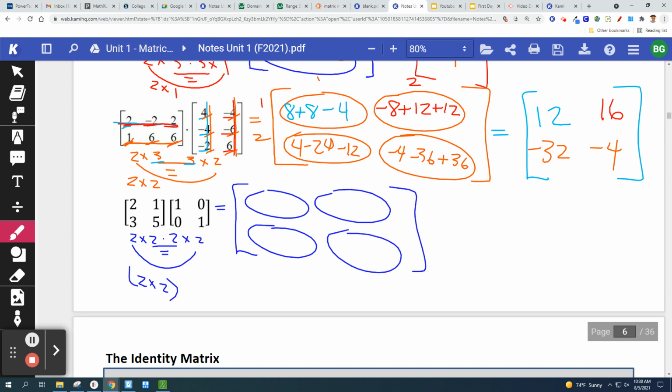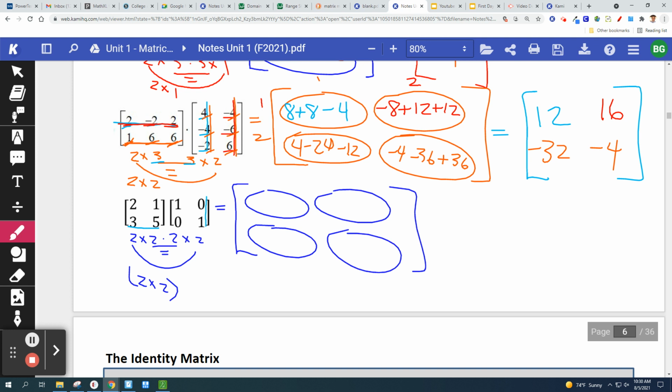Okay, let's do this one out of order. We don't have to do it in the same order every time. Let's do the 2, 2 element first. If I was going to do the 2, 2 element, that means second row times second column.